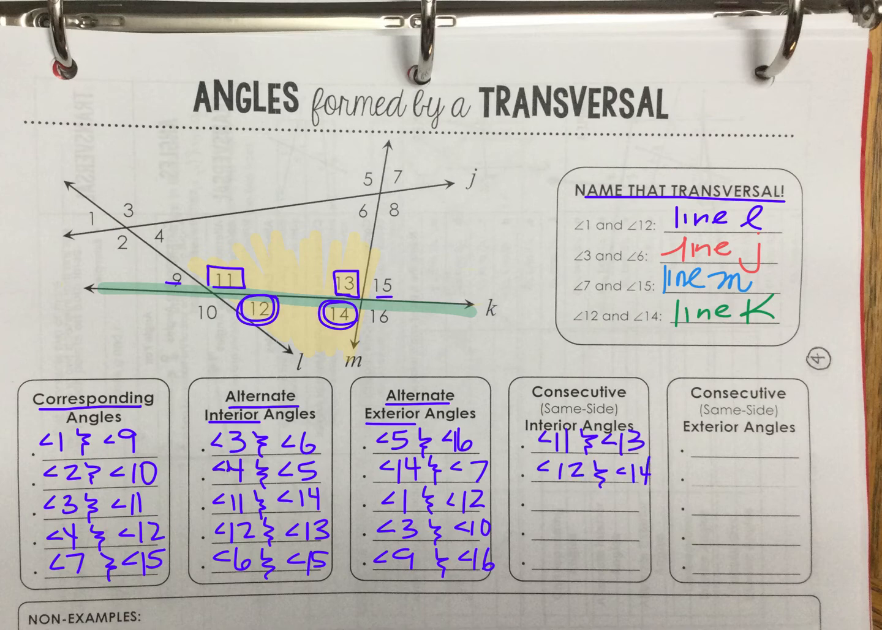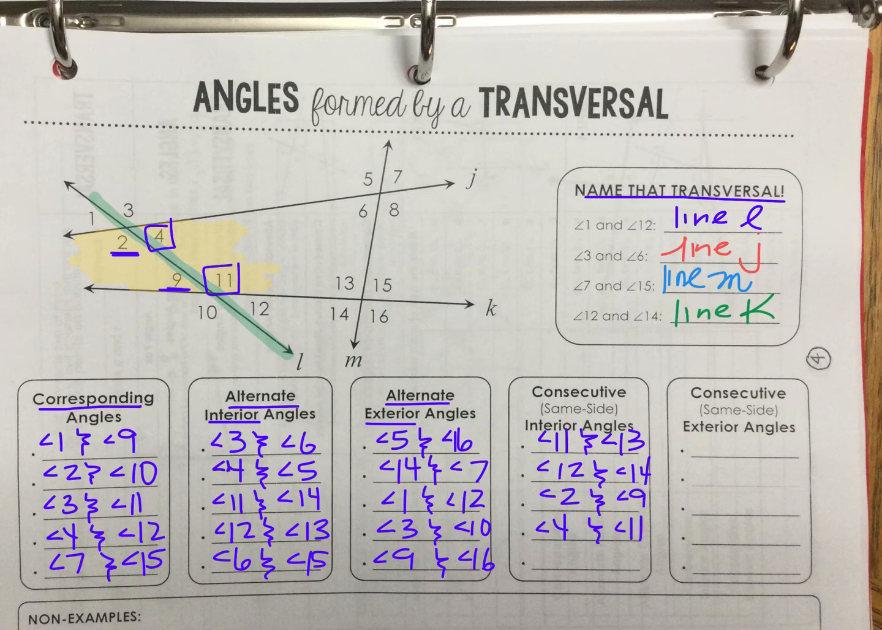All right, we're going to have to get a different transversal. We've used up all the alternate interiors and consecutive interiors on that one. All right, I have a new transversal now. Consecutive interior, same side, inside. If I look at 2, 9 is the only other one that's on the same side and inside. 4's partner would be 11.